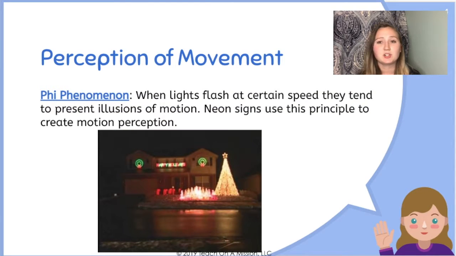The next perception of movement we have is the phi phenomenon. This is when lights flash at a certain speed, they tend to present illusions of motion. Neon signs use this principle to create a motion perception. So if you've ever seen Christmas lights that dance to a radio station, they're really cool. You can go sit in your car and turn it to the radio station, and whatever song is on, the lights are dancing to that song. They're not moving, but they appear to be because of the way they're flashing. So that's the phi phenomenon.